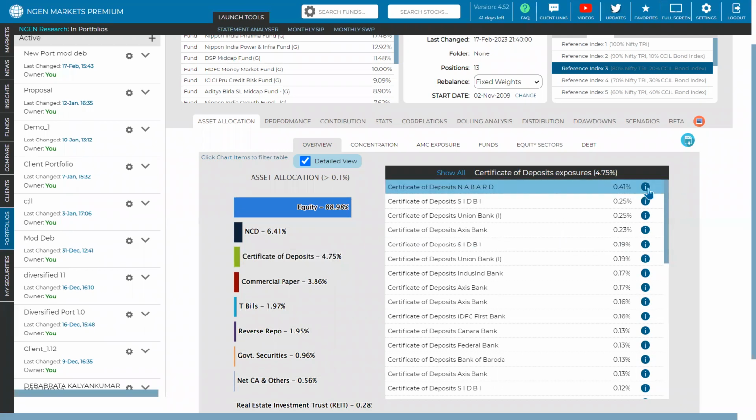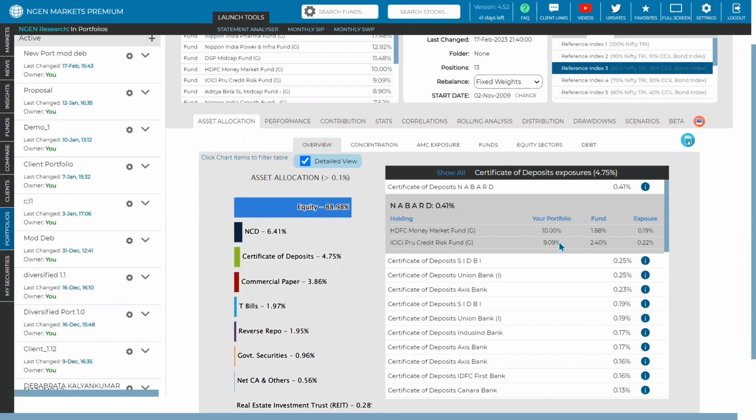And if you click on this I button, you can see where these exposures are coming from. So for example, the CODs, which we are currently viewing, are coming from both the credit risk and the HDFC Money Market Fund. So that's how you can take a look on the equity side and even on the debt side of any portfolio analytics as well.